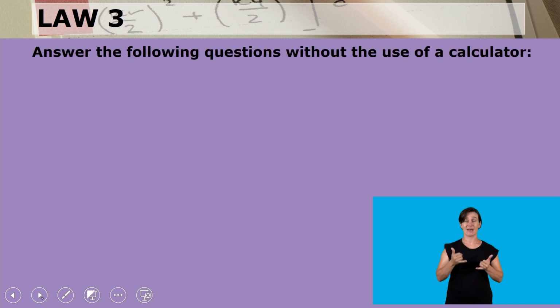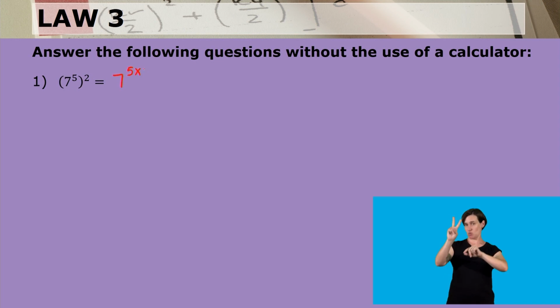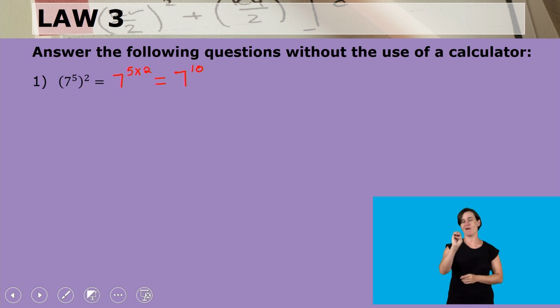Now we are going to answer the following questions without the use of a calculator. Let's look at it here. We have 7 exponent 5, and that has been raised to an exponent 2. So that is going to be our 7, 5 times 2, and our answer there is going to be 7 exponent 10. Why? Because we are using the third law of exponents.